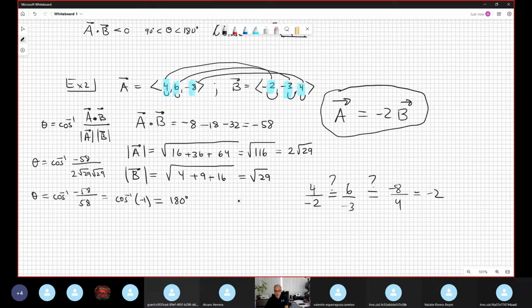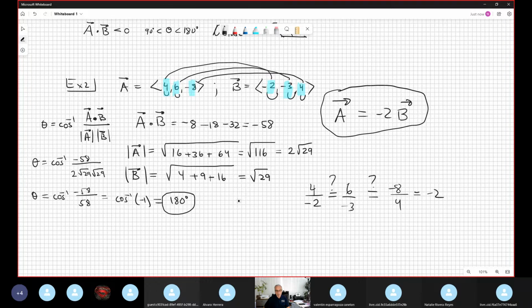This is scaling. So the A vector is double the magnitude of B, but in opposite direction. That is the reason that the answer of 180 degrees is logical. Make sense? Okay, Valentin says okay. Just I want to complicate a little bit your life now. So you understand very well this, no problem. We are strong in the interpretation of the dot product.